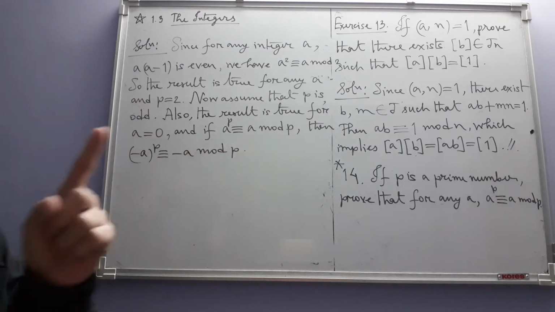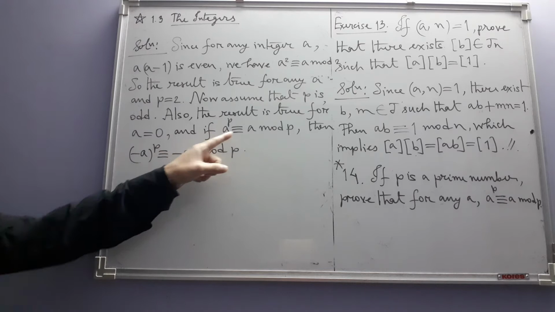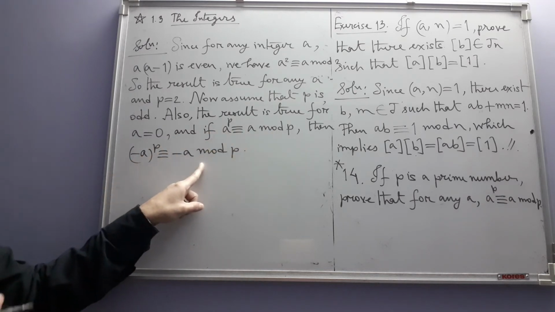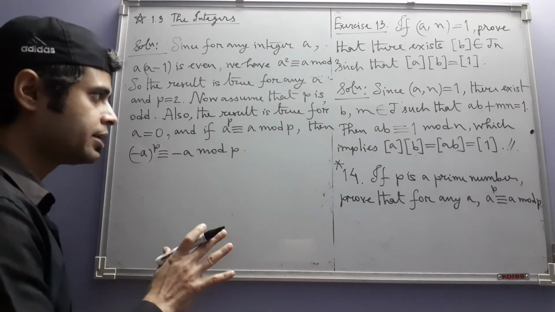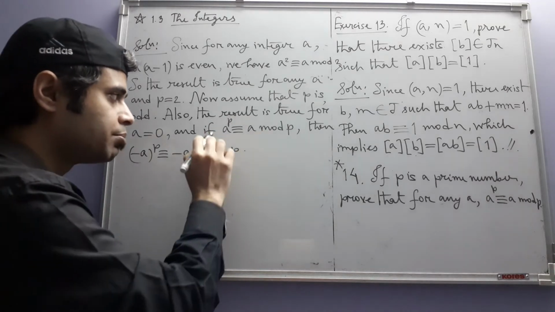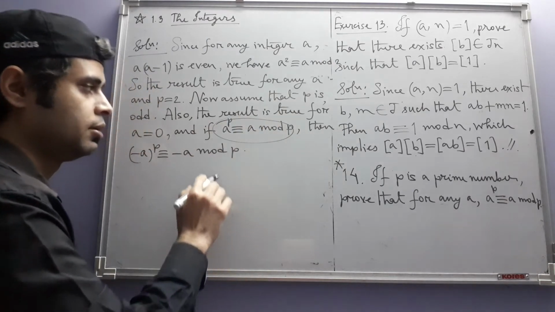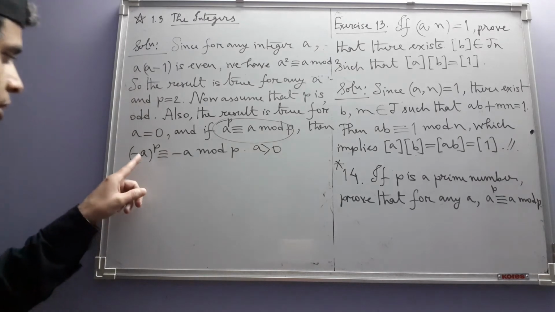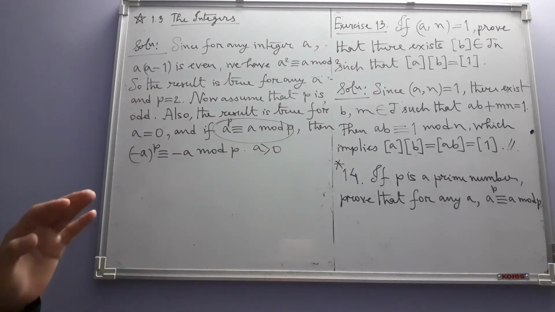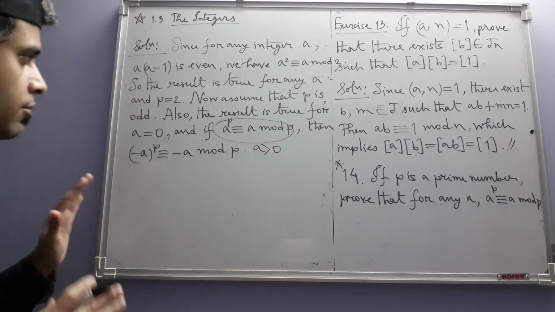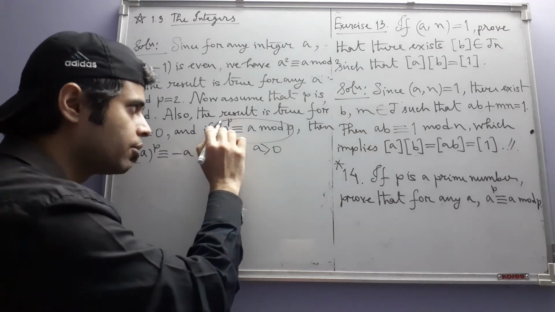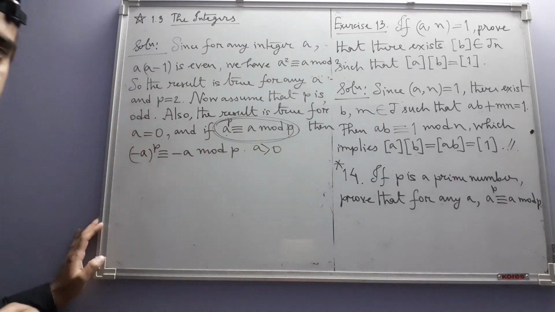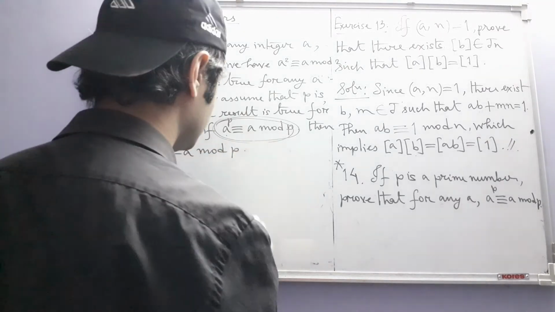Note that this is a conditional statement. If this congruence is true, then a congruence like this is true. It tells me that if I prove this congruence for positive a, then for negative a, this is automatically true. So I need to now concentrate my attention only on this congruence where a is positive.